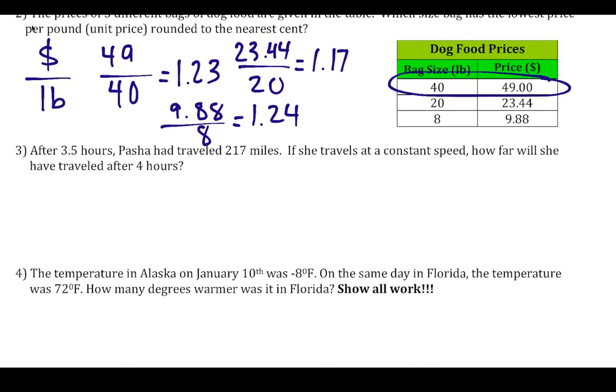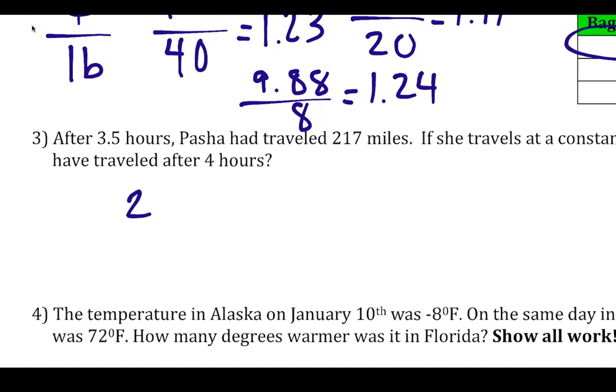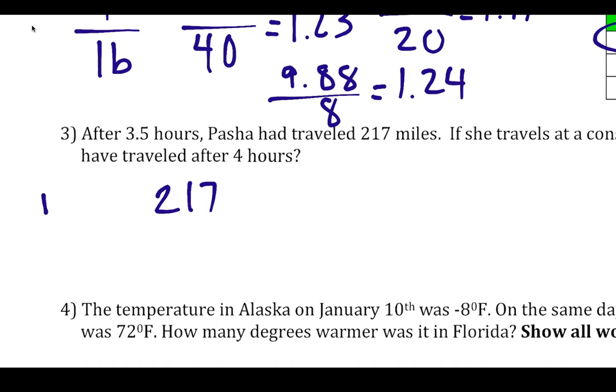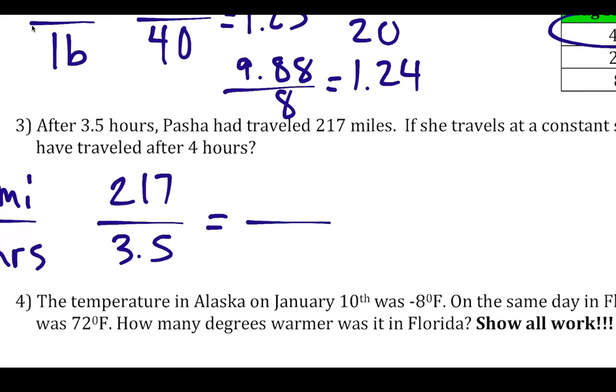After 3.5 hours, Pasha had traveled 217 miles. She continues to travel. If she travels at a constant speed, how far will she travel in 4 hours? So you can find the unit rate. That is one way to do it. But I'm also going to use a proportion because I'm comparing two quantities.